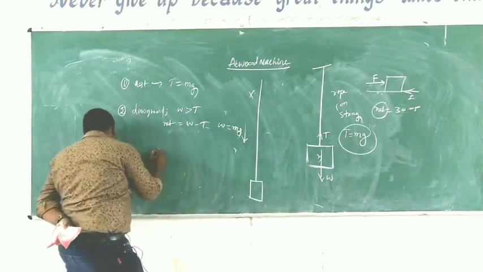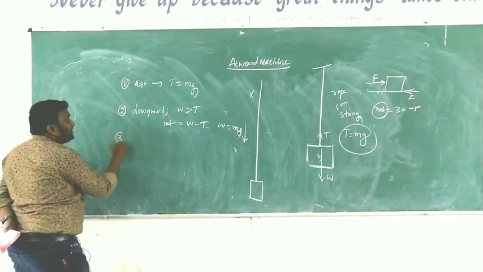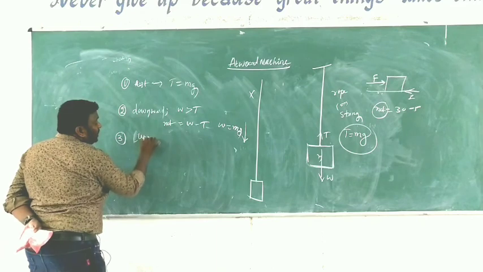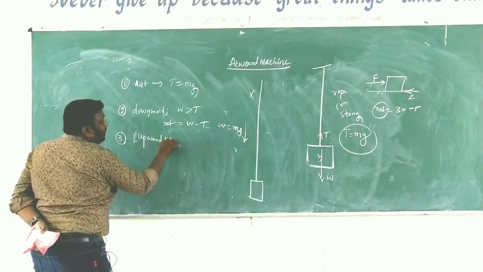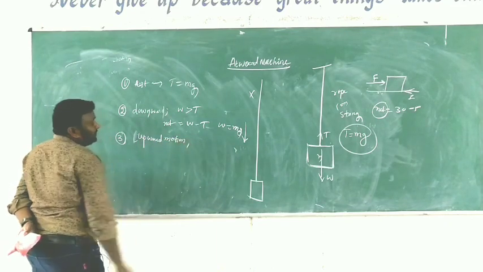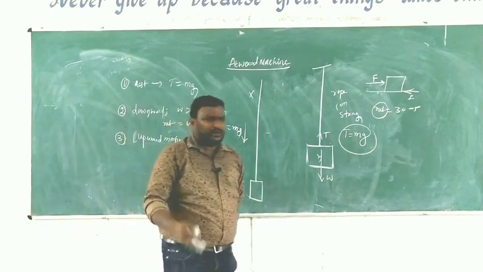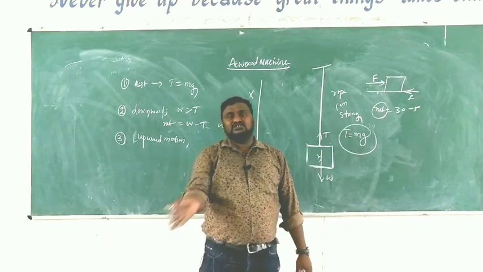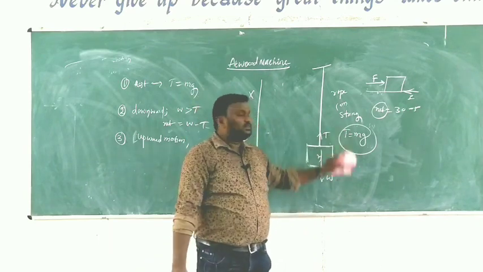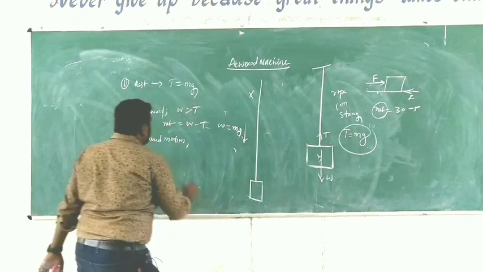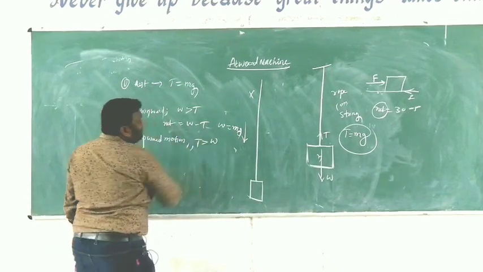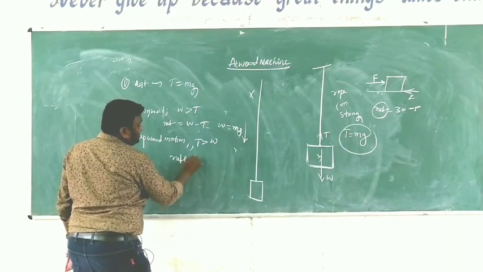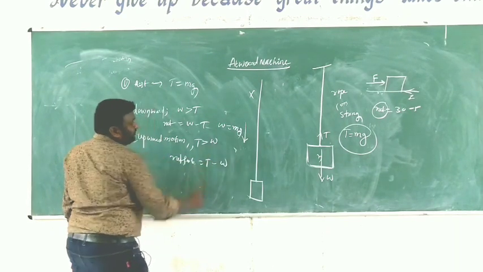Clear? This is the second case. And the third case now: if the object is going up, that is upward motion of the body. Very simple. When it is going down, W is greater. When it is going up, tension is greater. That's why here T is greater than W. Then the net force is T minus W.